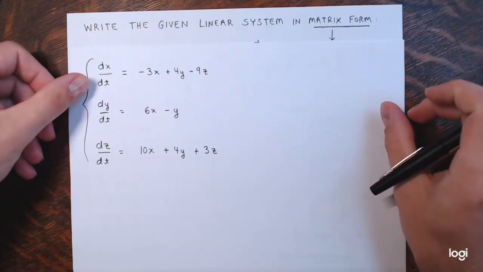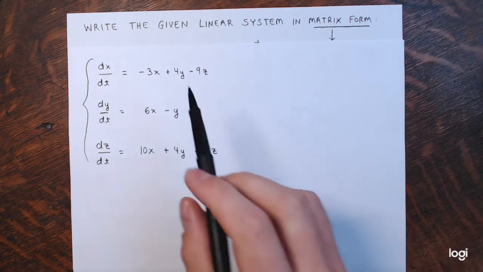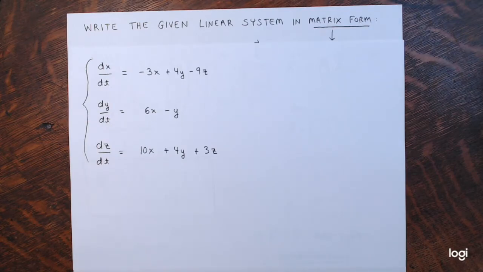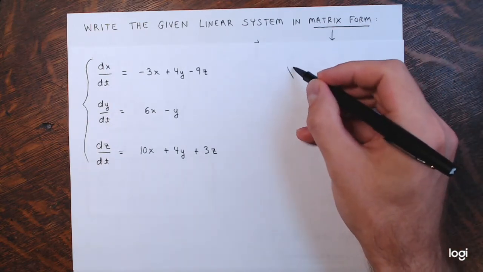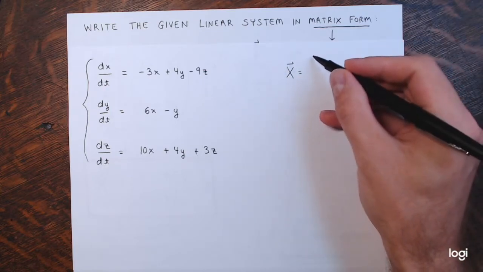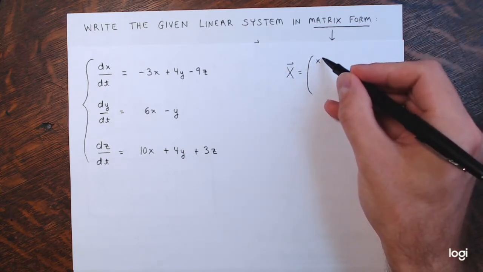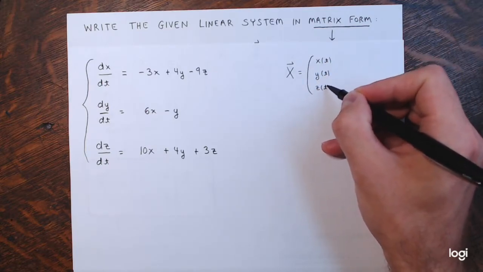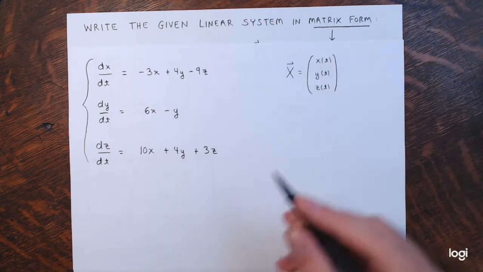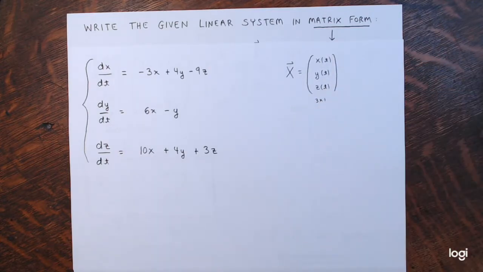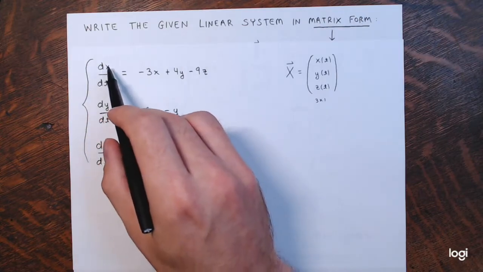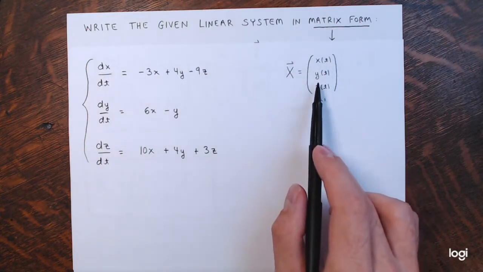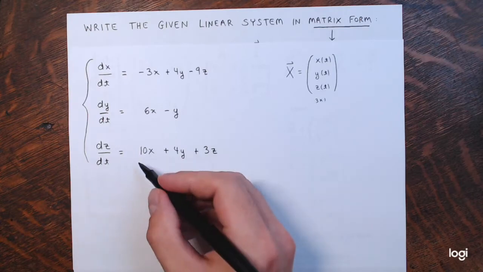I'm going to write the given linear system in matrix form. This time, though, I've got 3 unknown functions, x of t, y of t, and z of t. So this time, the vector x in question that I mentioned earlier consists of the components x of t, y of t, and z of t, or just x, y, and z. It's a 3 by 1 column vector. And then vector x prime would consist of x prime, y prime, z prime, or dx/dt, dy/dt, dz/dt.